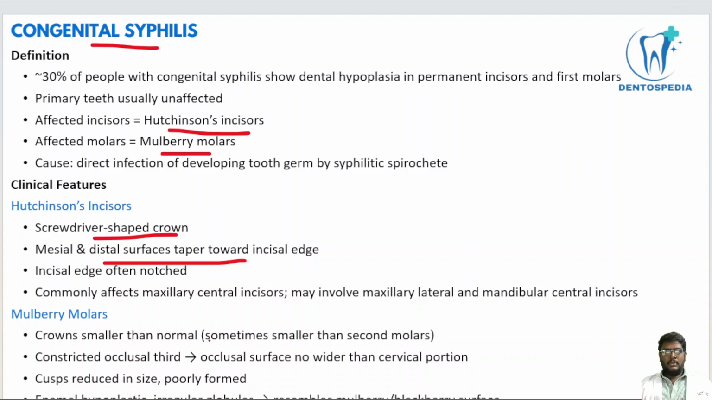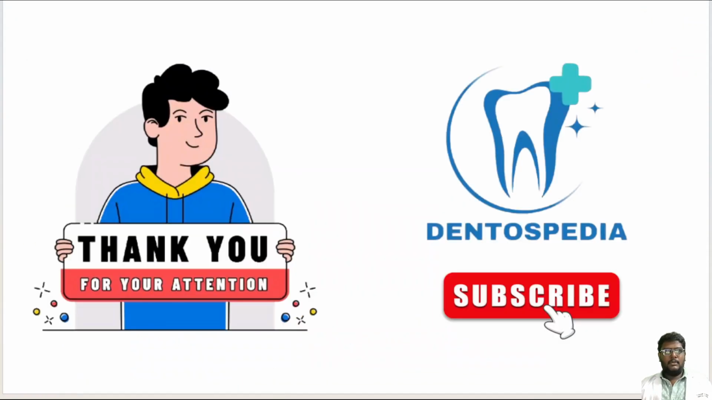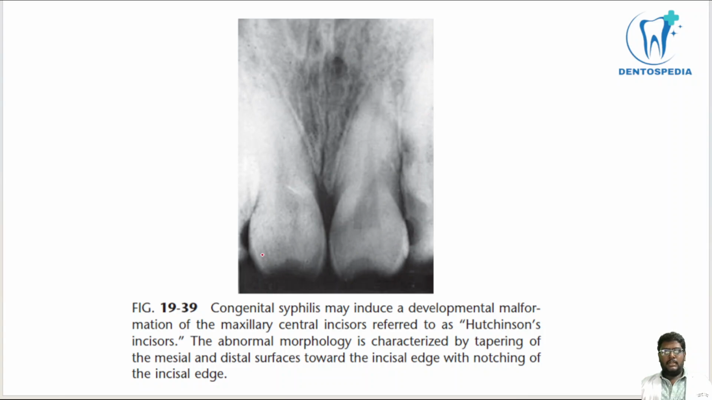And mulberry molars, so the cusps are different when compared to the normal tooth. They are more globulated, and because of the globulated appearance, those molar teeth are called mulberry molars. Here you can see multiple globules on the enamel of the molars, and you can see the screwdriver shaped incisors. They are called Hutchinson's teeth, which is a characteristic feature of congenital syphilis. Here you can see the notching in the incisal area, giving the appearance of a screwdriver shape.